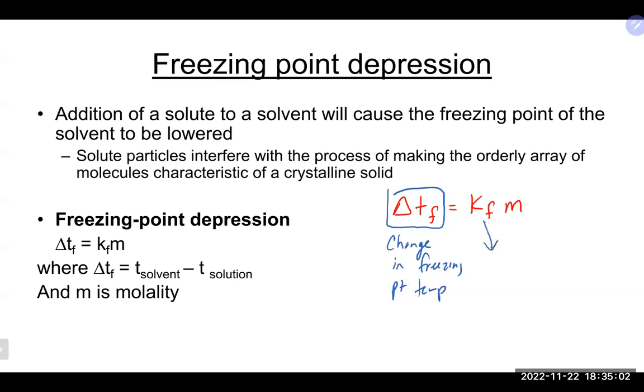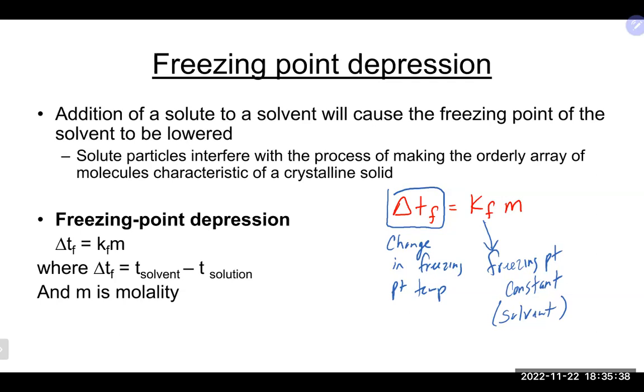Kf is the freezing point constant, and that is typically a table value that you would look up. Most people have a really difficult time when they go to that table because they are looking for the wrong thing. When you go to that table for a freezing point constant, it is based on the solvent, not the solution. For example, somebody has a sodium chloride solution, they'll go to the table and say, I can't find sodium chloride anywhere on this table.